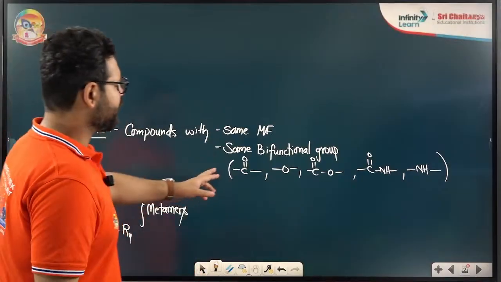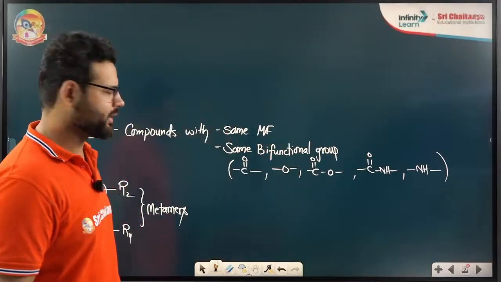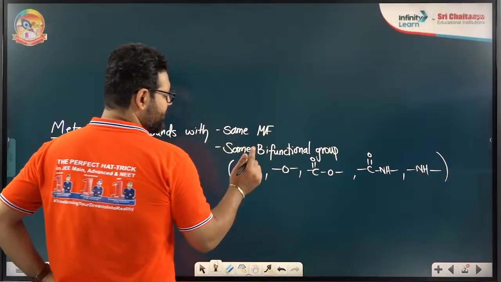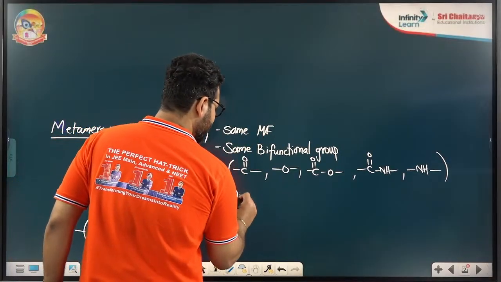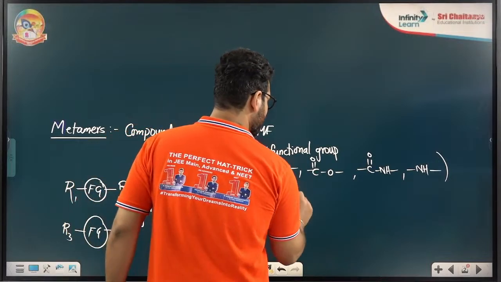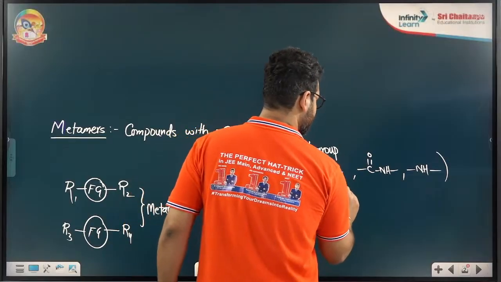These can show it: a functional group which has some alkyls on this side and some alkyls on the other side. Same molecular formula, same bifunctional group, different alkyl group arrangements on both sides.